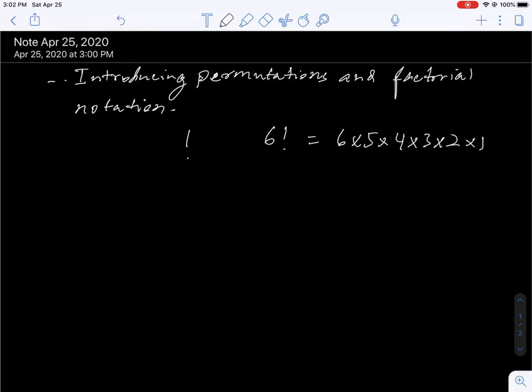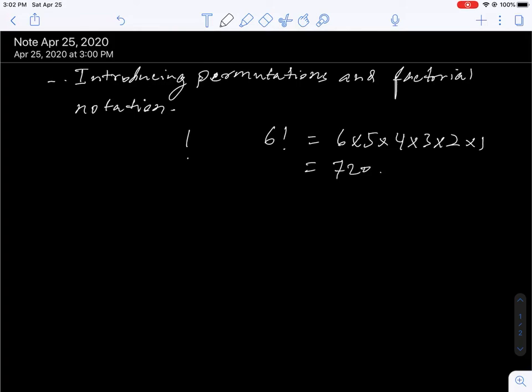On your calculator, you punch in 6 first, then the second function, and then the factorial notation symbol. I see it is on the number 4 on the panel. So you push 6, second function, 4. This is equal to 720.